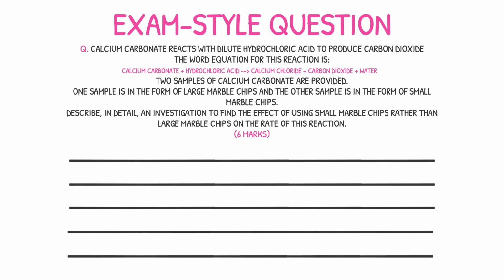Calcium carbonate reacts with dilute hydrochloric acid to produce carbon dioxide. The word equation for this reaction is as follows. 2 samples of calcium carbonate are provided. One sample is in the form of large marble chips, and the other sample is in the form of small marble chips. Describe, in detail, an investigation to find the effect of using small marble chips rather than large marble chips on this rate of reaction.